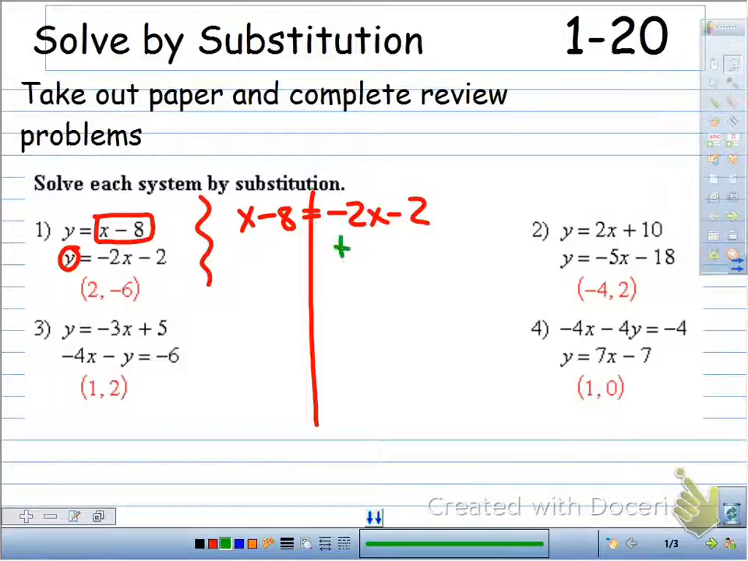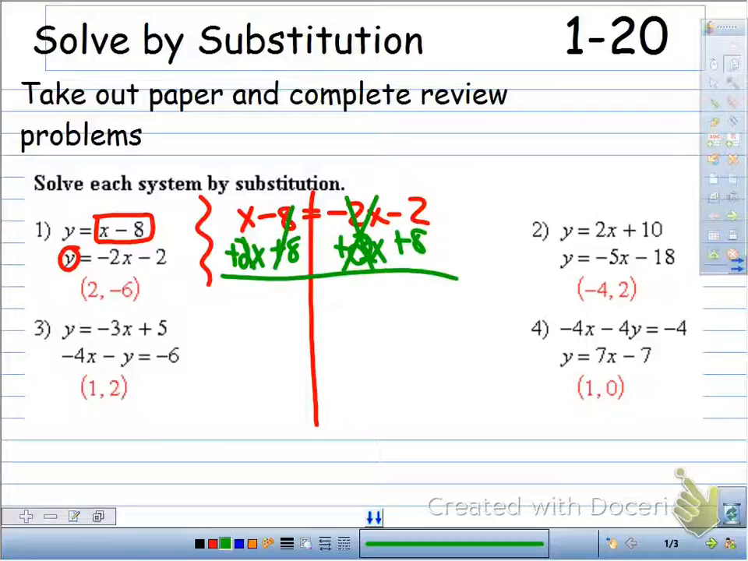Okay, so get my x's on one side. Sorry, I was adding that up ahead of time. Add 2x to both sides. Add 8 to both sides. And that's going to give me 3x equals 6. Divide both sides by 3, and x is 2. So that gives me my x answer.